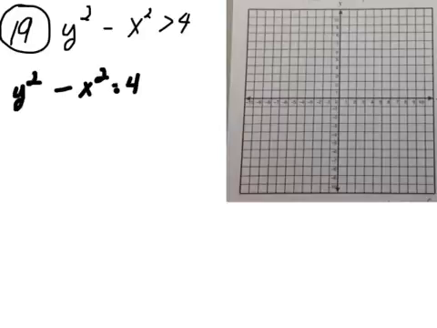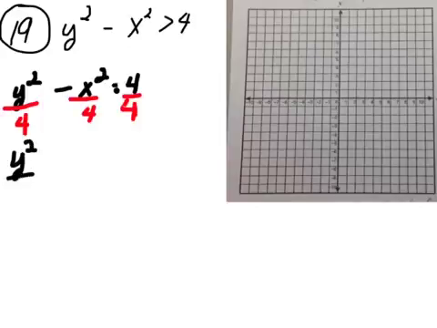But we know that with these hyperbolas, we're supposed to have a 1 over here where we have a 4. So how are we going to get it there? Well, we're going to divide everything by 4 to get the 1. So everybody gets divided by 4. Okay, so we end up with y squared over 4 minus x squared over 4 equals 1. And we're supposed to graph this.